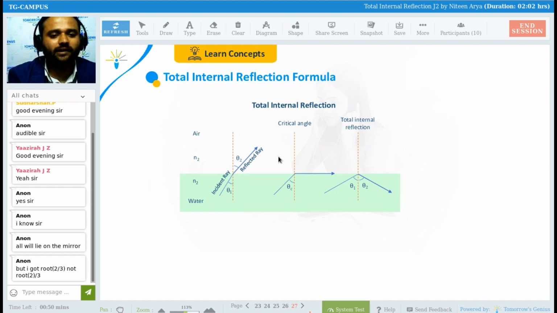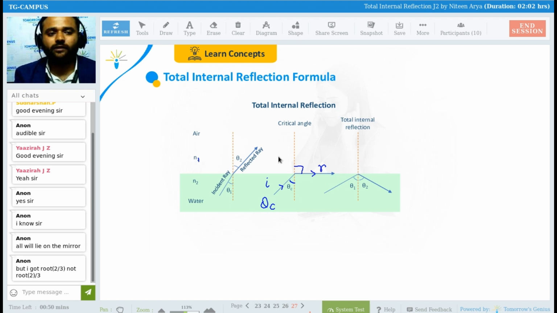So that is the pictorial representation. If it is water, if it is air, N2, N1. The incident ray is going to be refracted, but a particular incident angle is known as the critical angle, where the refracted ray, as I already let you know, is going to make a perpendicular angle with the normal. Obviously, we are going to take the air medium.